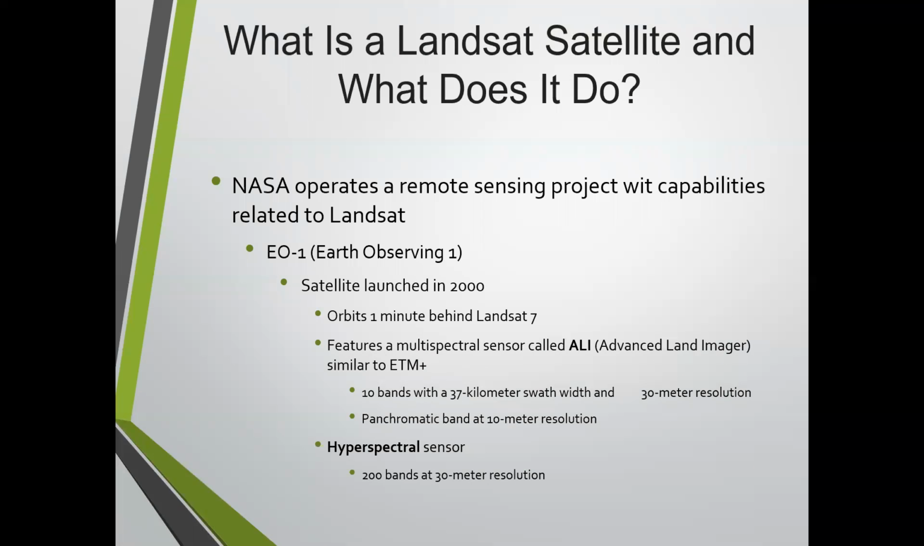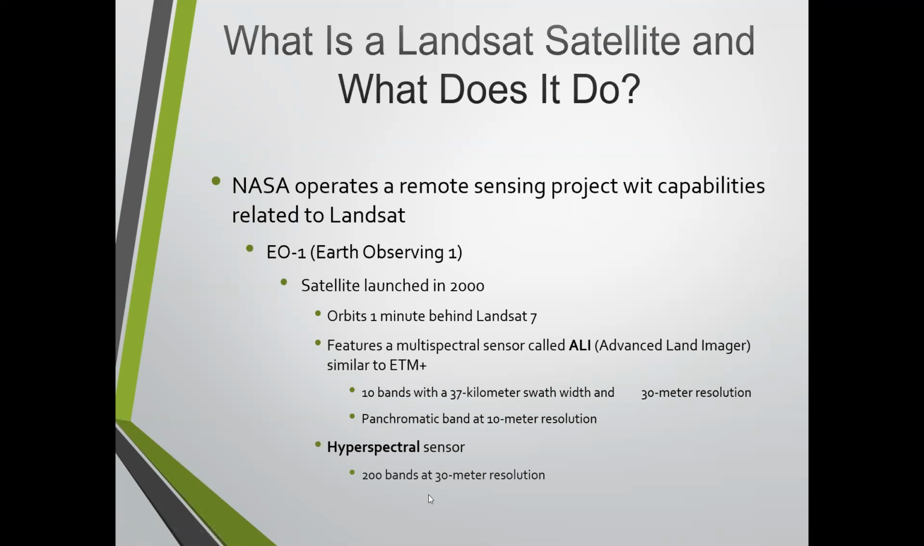Now, it has 10 bands at a 37 kilometer swath width. So their swath width is way smaller than Landsat, and its resolution is 30 meters. So that's pushing it pretty high. And then the panchromatic is a 10 meter resolution. So both of these resolutions are better than the Landsat at the time. And they have what's called a hyperspectral sensor, and that will gather 200 bands of data at a 30 meter resolution. So that's really high level data.